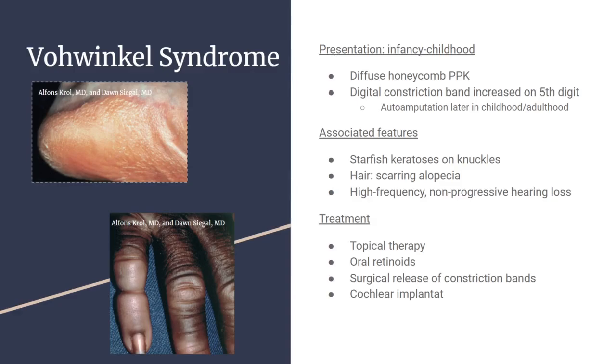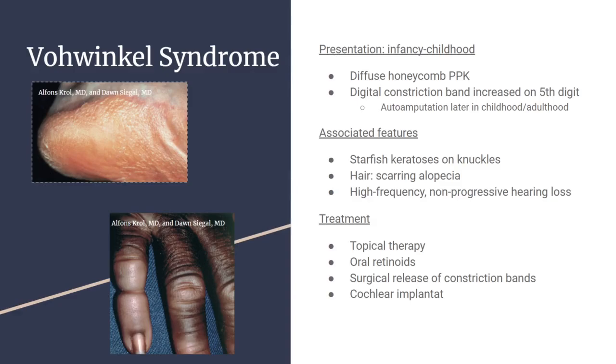Another way you might see this is under the name mutilating PPK. So don't be alarmed if you see two names for this. So mutilating PPK is also known as von Winkel syndrome. This presents with a diffuse honeycomb PPK, and the interesting thing that you don't typically see anywhere else is this digital constriction of the fingers, most commonly the pinky, the 5th digit, and that's pictured here on the bottom left.